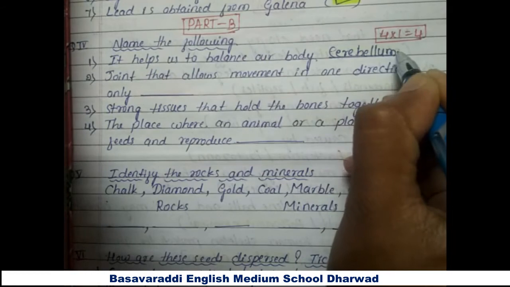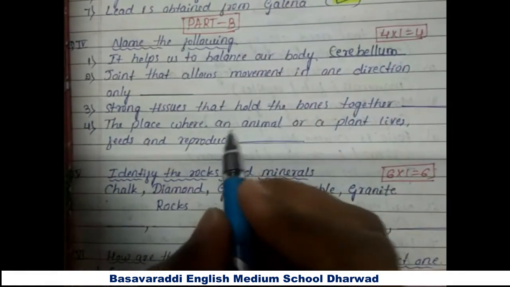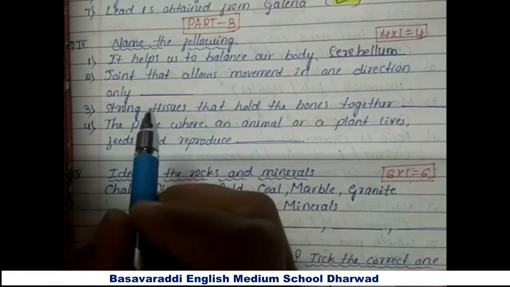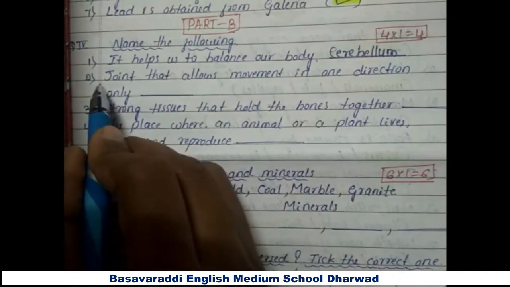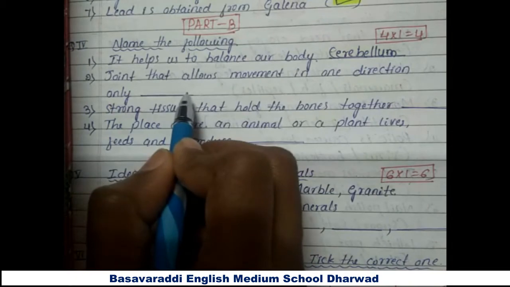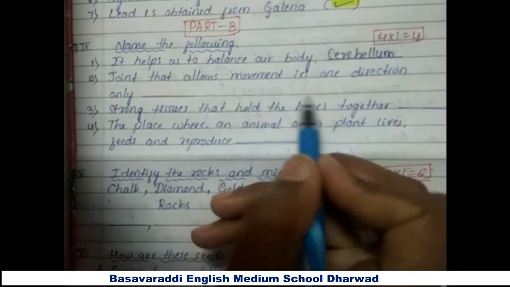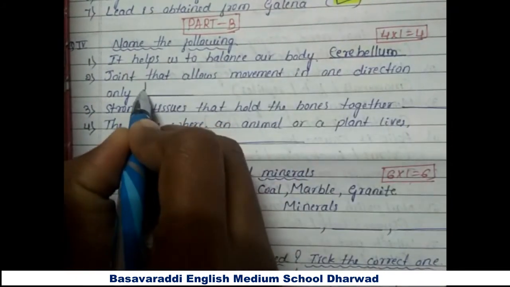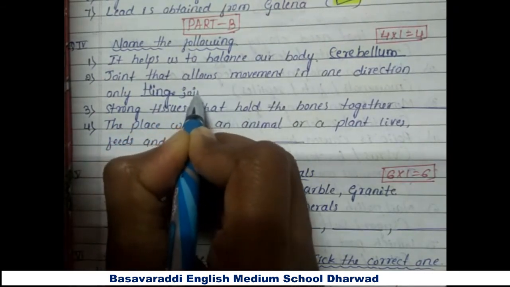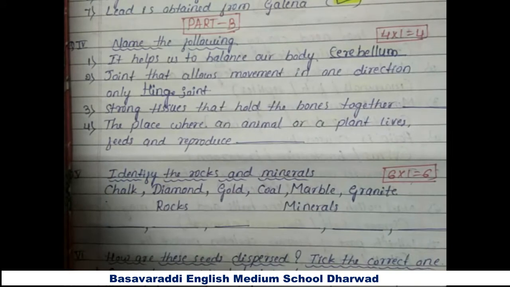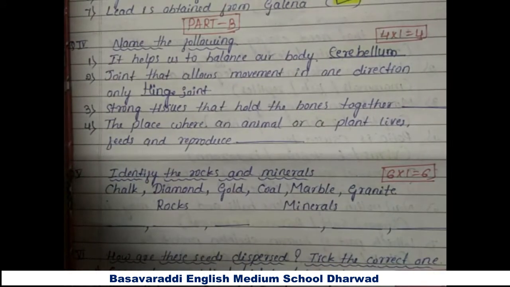The answer is cerebellum. The human brain consists of 3 parts: cerebrum, cerebellum and medulla. Second one, joint that allows movement in one direction only. That is hinge joint. Examples of hinge joint are the elbow joint and the knee joint. Joints help in movement of body parts in different directions.